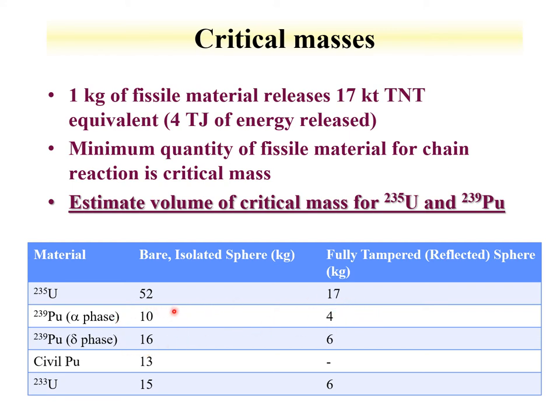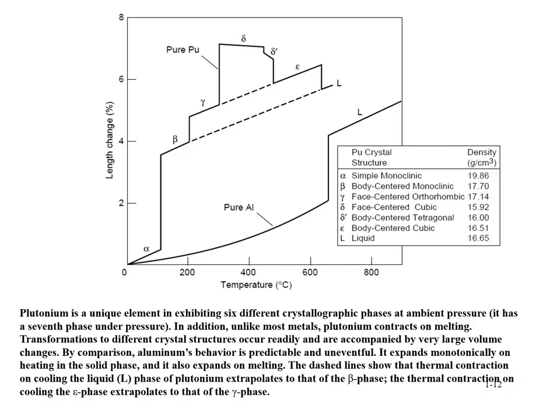Plutonium, the phase changes the critical mass. This has to do with the phase change density of the plutonium. Civil plutonium, obviously different isotopics, as we discussed on the previous slide, with larger amounts of plutonium-240, and then uranium-233, which has a lower critical mass than the uranium-235 isotope. And here's the example of why the plutonium has different critical masses based upon its phases. As you can see, there's changes in density as there's changes in phases.